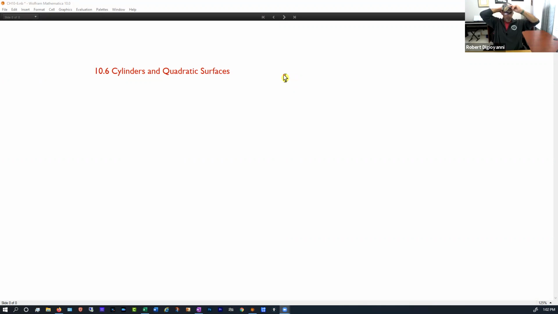All right, so 10.6 is a section where we're going to establish a baseline for some of the types of surfaces that we're going to encounter in this class. Coming in here, everybody knows what a parabola looks like. Everyone knows what the graphs of certain functions look like. Now we're going to be looking at the graphs of some surfaces that we have to be comfortable with before we can proceed in three-dimensional space doing calculus.